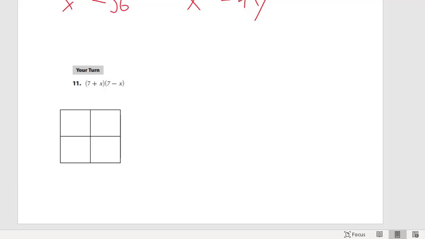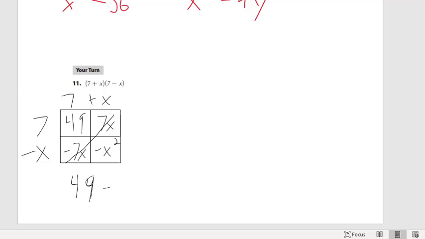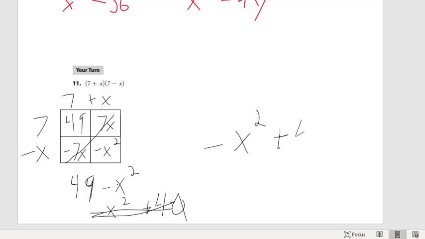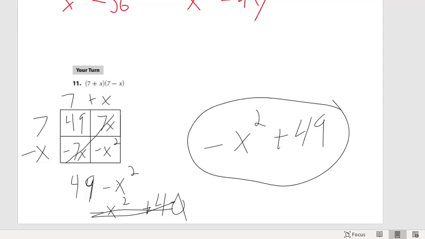All right, your turn. Take a quick second to do that, and I'll give you the answer in just a minute. Okay, when we set it up and multiply it through, we have our terms. Our x's will cancel out, our 7x and our negative 7x. We'll have 49 minus x squared. We can write this in standard form as negative x squared plus 49. So either way would be okay for that.